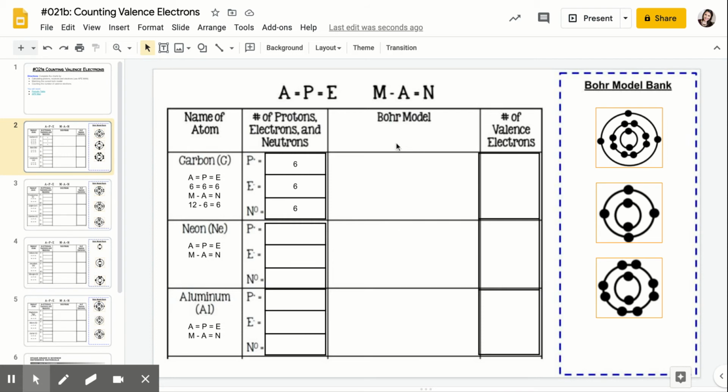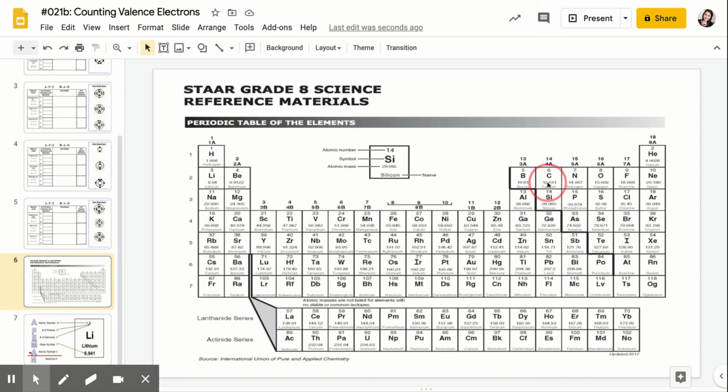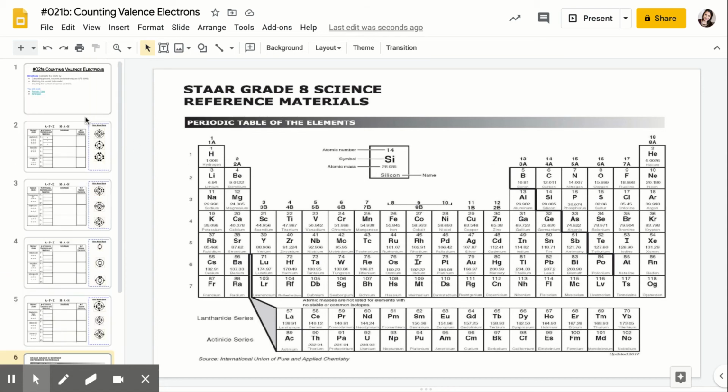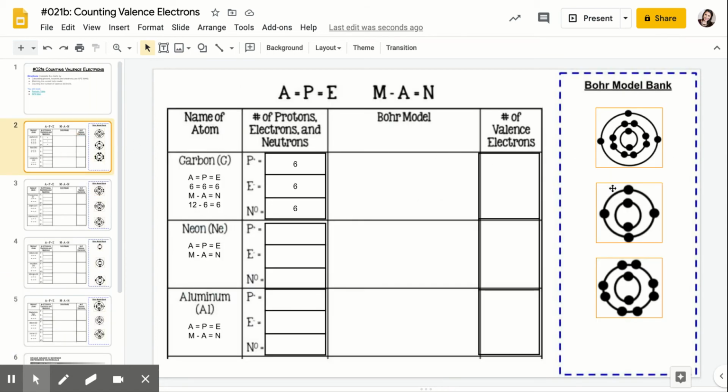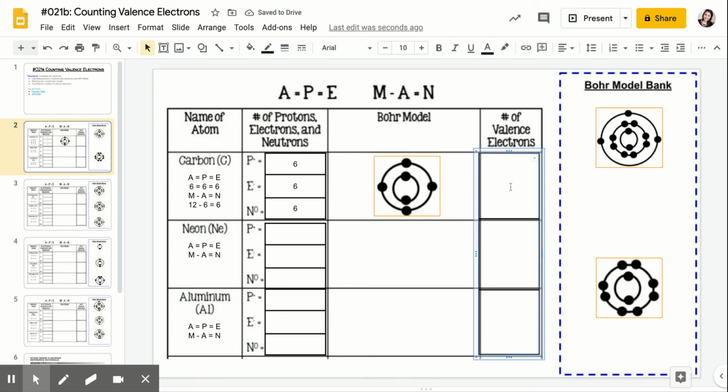Now I'm going to look at a Bohr model. I'm going to find my Bohr model. So I'm going to look at carbon. And I'm going to find it on my periodic table. So there's carbon. And I'm going to go up to the group number, which is 14. So remember, if I'm in group 14, I have 4 valence electrons. So I'm going to count to see which one has 4. 1, 2, 3. Nope. 1, 2, 3, 4. Yep. And then I'm going to say the number of valence electrons is 4.